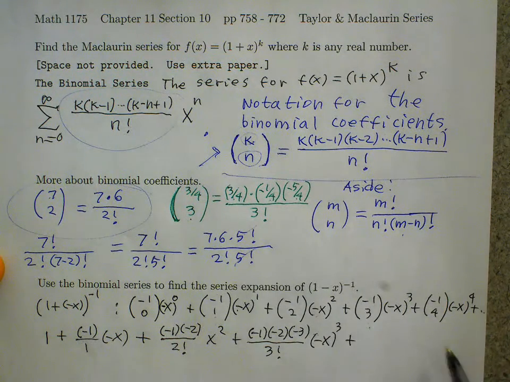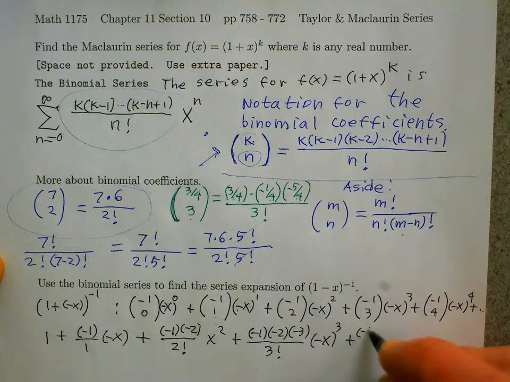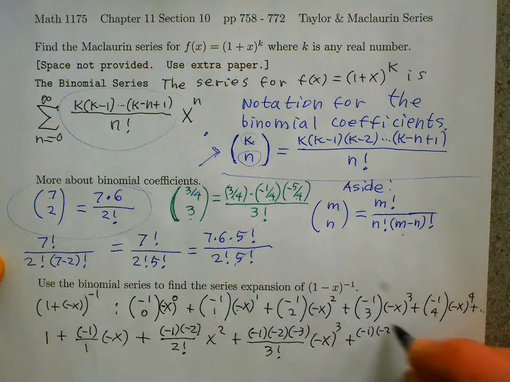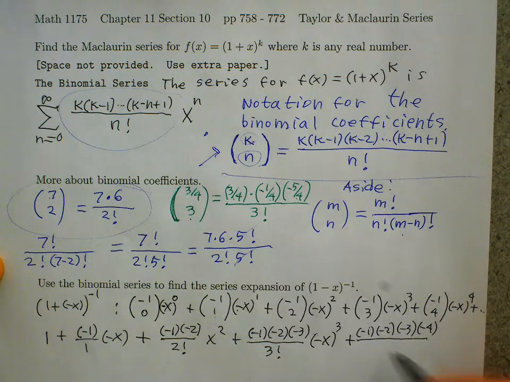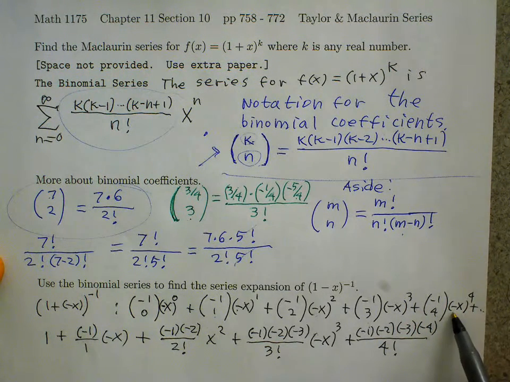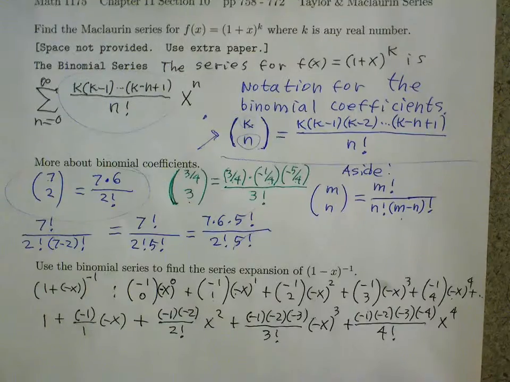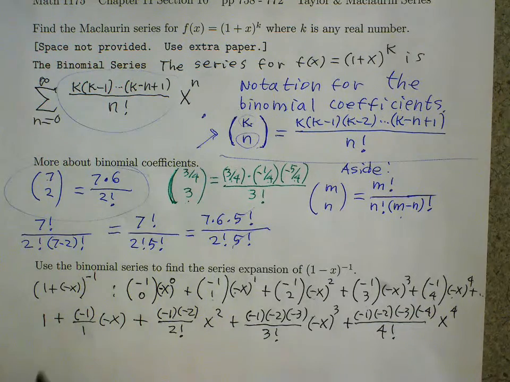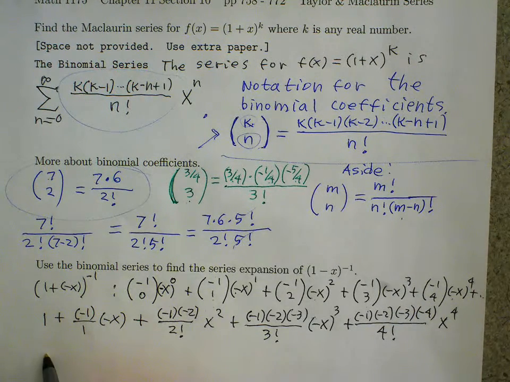And then the next one, negative 1, choose 4. That means negative 1 times negative 2 times negative 3 times negative 4 divided by 4 factorial. And the term negative x to the fourth is positive x to the fourth. Okay, in the next step, we can simplify everything.